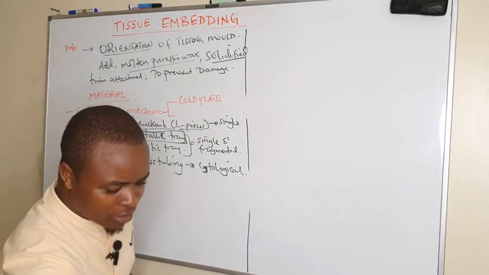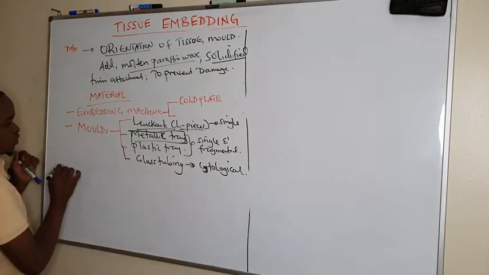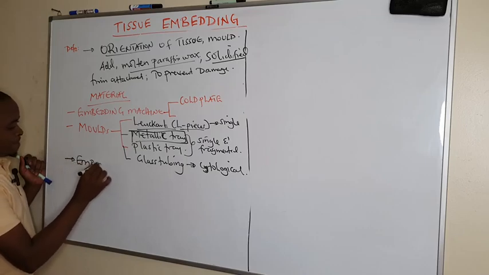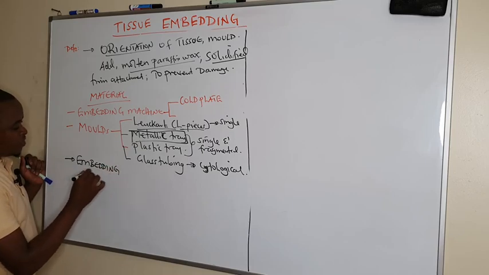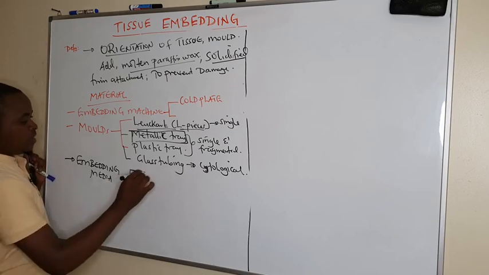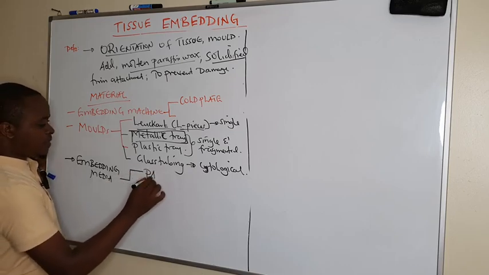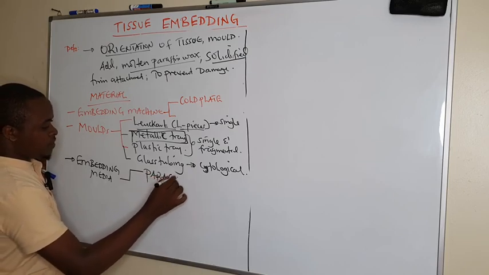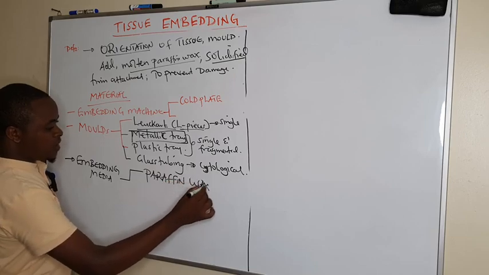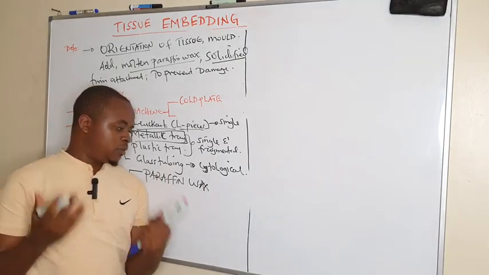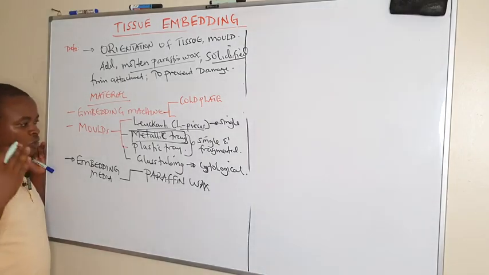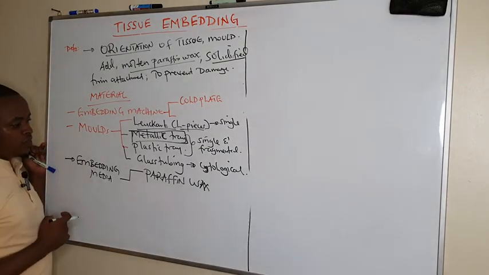After looking at the molds, another material is the embedding medium. The most commonly used is paraffin wax, which is routinely used because of its low melting point. It is always readily available, and it does not cause hardening of the tissue when embedded.